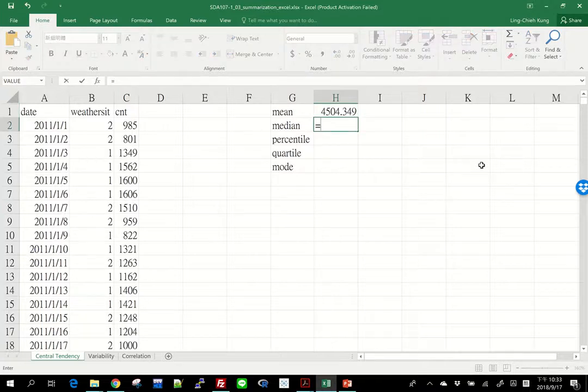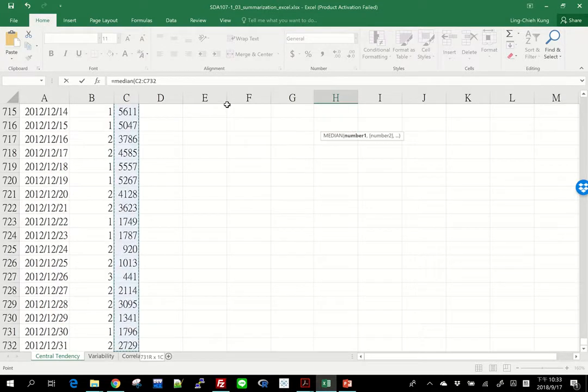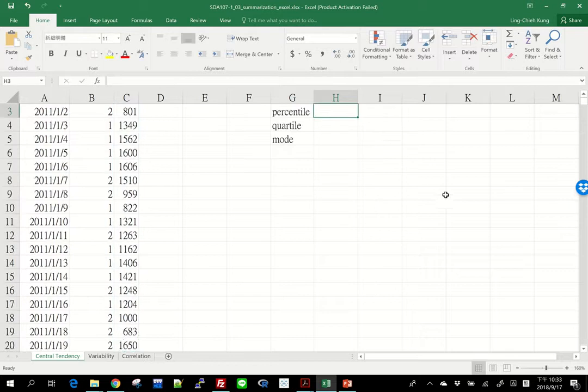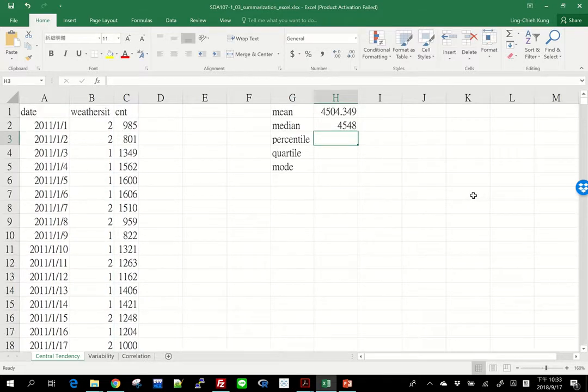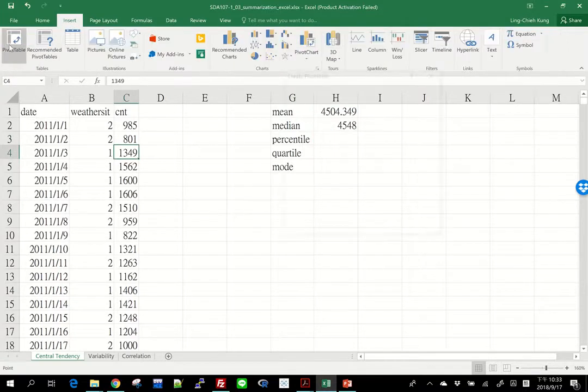Okay, and then for median, it's not very surprising that in Excel we have a function just called median. So if you do median, again, you just select all the values you want, and then Excel tells you what the median value is. So in this case, it's 4,548.